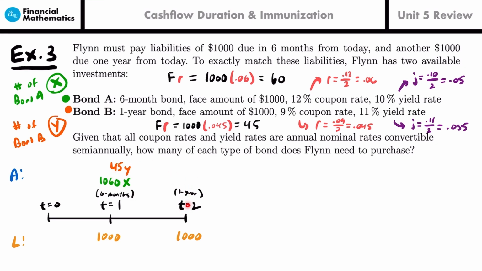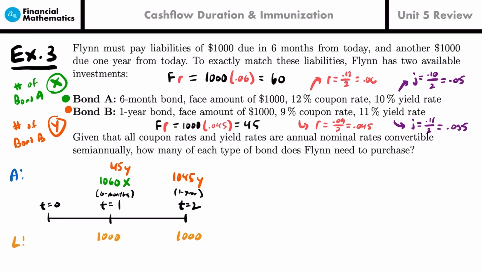But then at time 2 for Bond B, we'll also get another coupon payment of $45, but we'll also get the return of the redemption value of $1,000. We are allowed to assume that that is the same as the face amount in this case because we're not told otherwise. So in total at time 2, or 1 year in the future, Bond B will pay $1,045 for every single Bond B. So we'll multiply that by Y. And that's it. That is all of the payments or the assets that Flynn is going to receive that he can use to exactly match his liabilities.